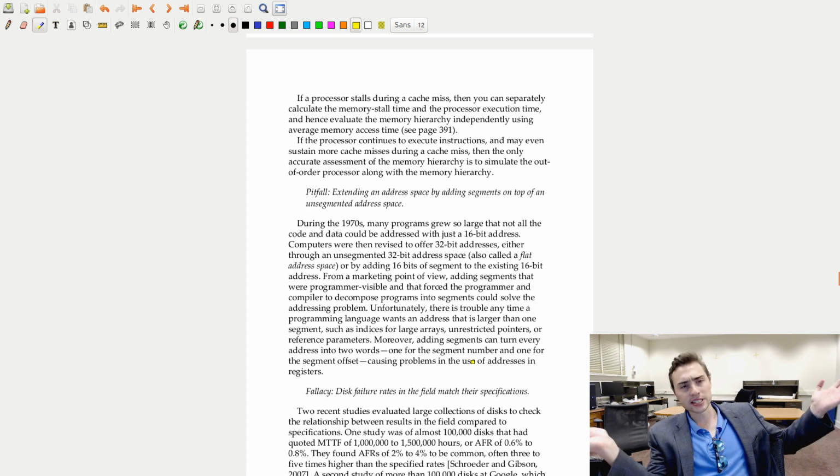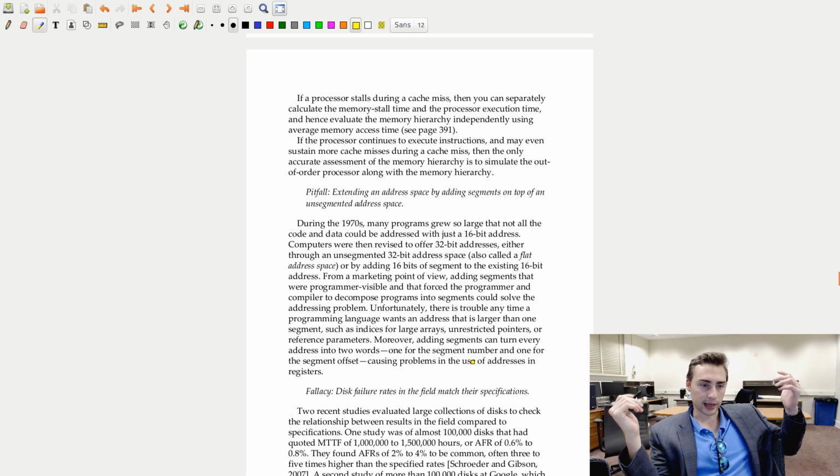So this just goes into this idea that we want to make something that's easy to address. We don't want to make it so non-intuitive by playing around with the address space too much. We want to make it simple. We want to make it easy to use. We don't want to say, by adding segments, we can turn every address into 2 words, one for the segment number and one for the segment offset.